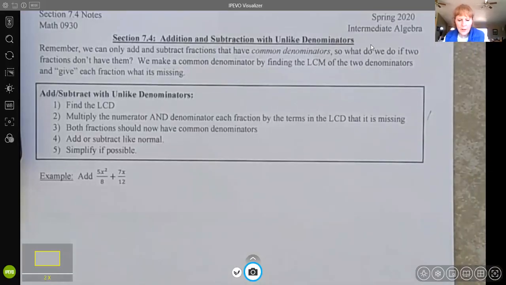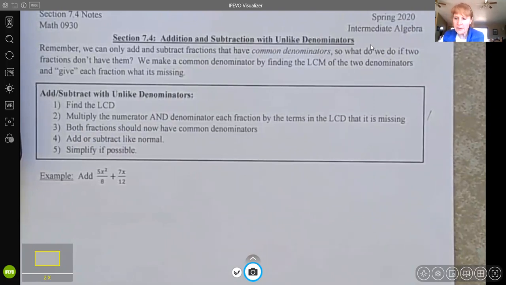Hi there. Well, I thought I'd go ahead and get out some information on section 7.4, the addition and subtraction of these expressions with unlike denominators. So we'll have to get a common denominator, and then we'll go ahead and get equivalent fractions that have the same denominator, and then add or subtract the numerators. So once we get to that point, it's just like 7.3.